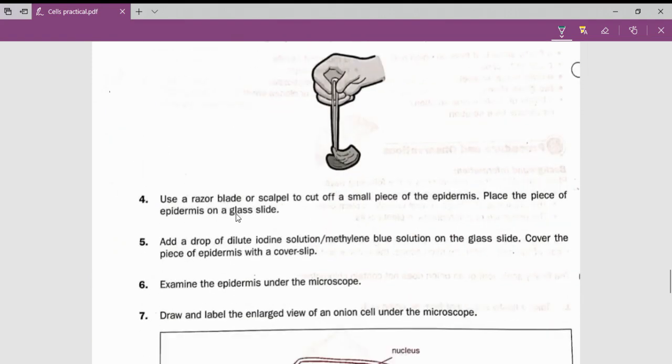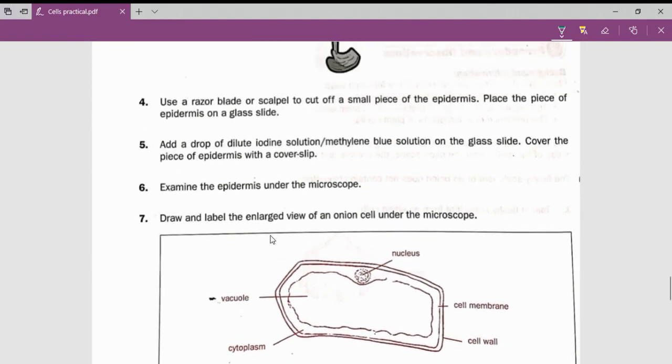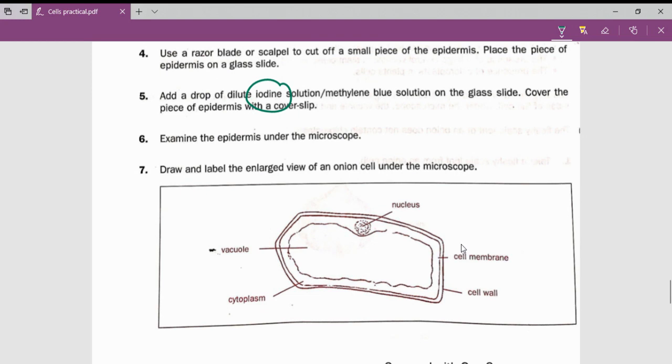Okay, we used the epidermis of an onion cell, and then we dropped iodine to give you clarity so that it stains the different parts. In the large view, we are supposed to draw and label. Again, the labeling is all wrong. It's not that the drawing is wrong, the way it is labeled is wrong.